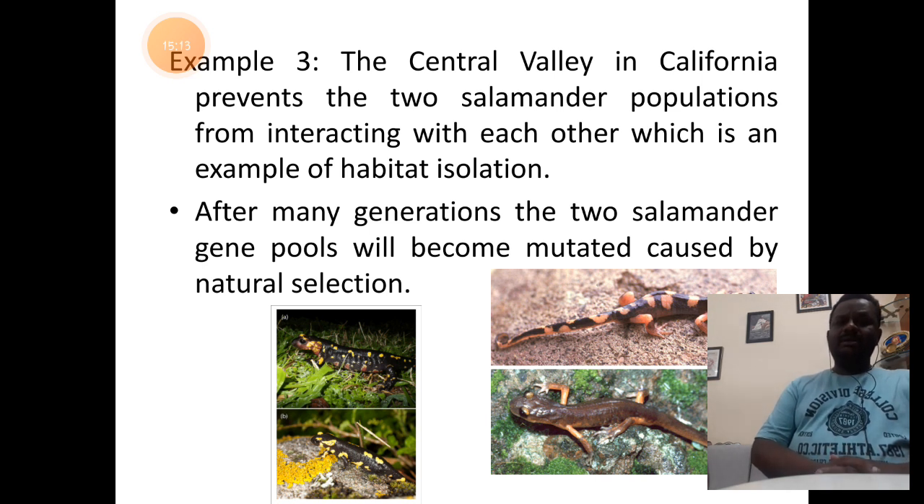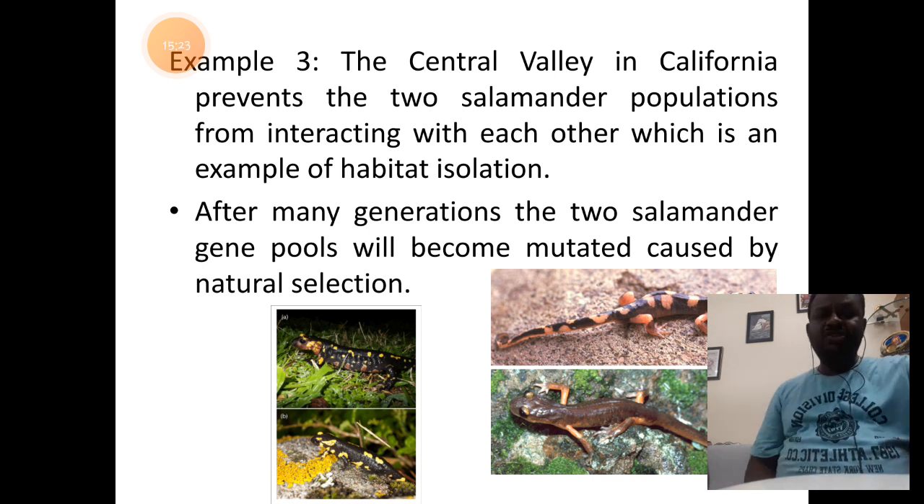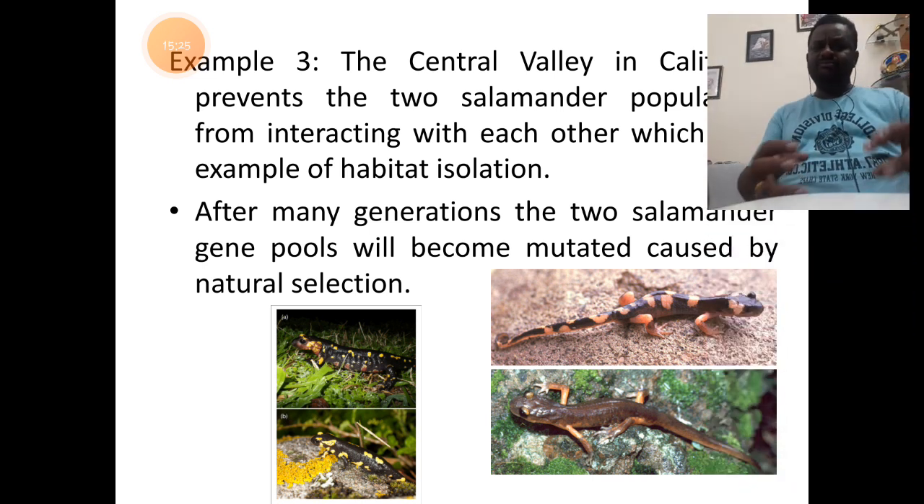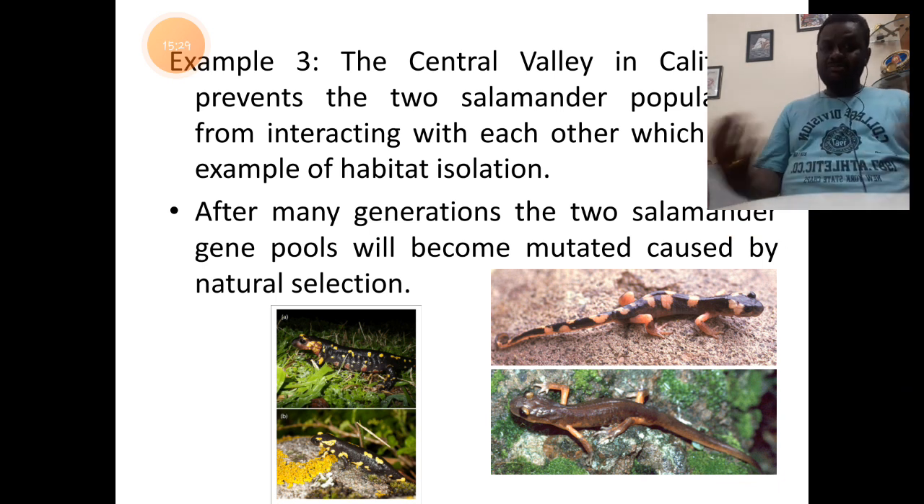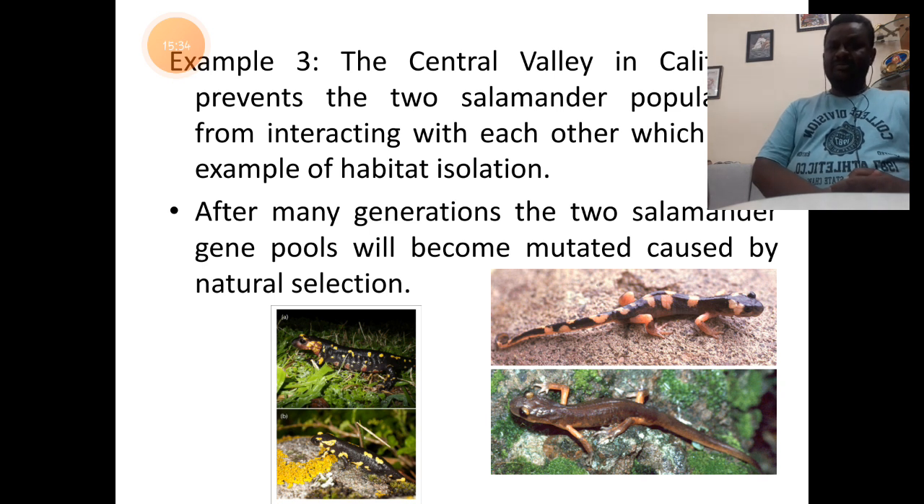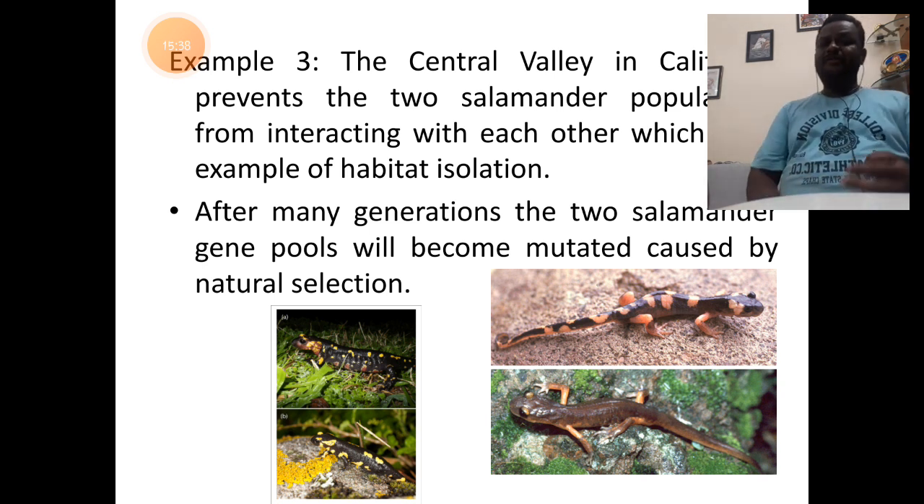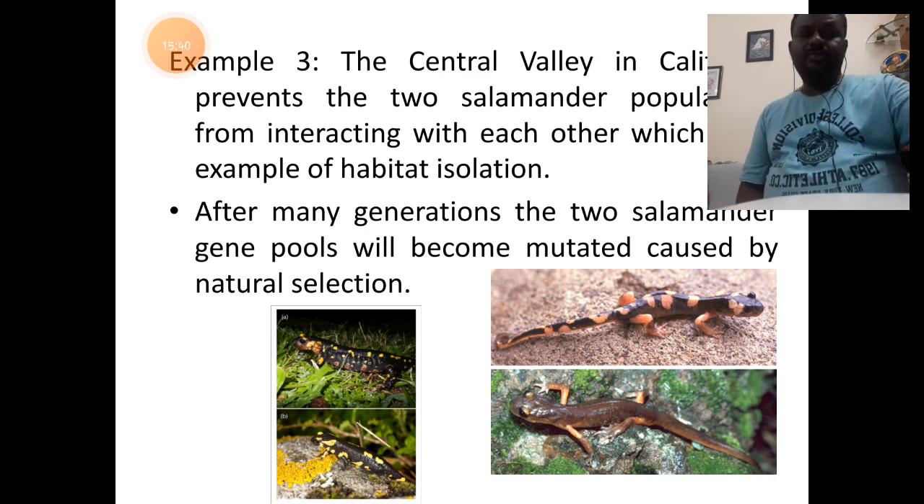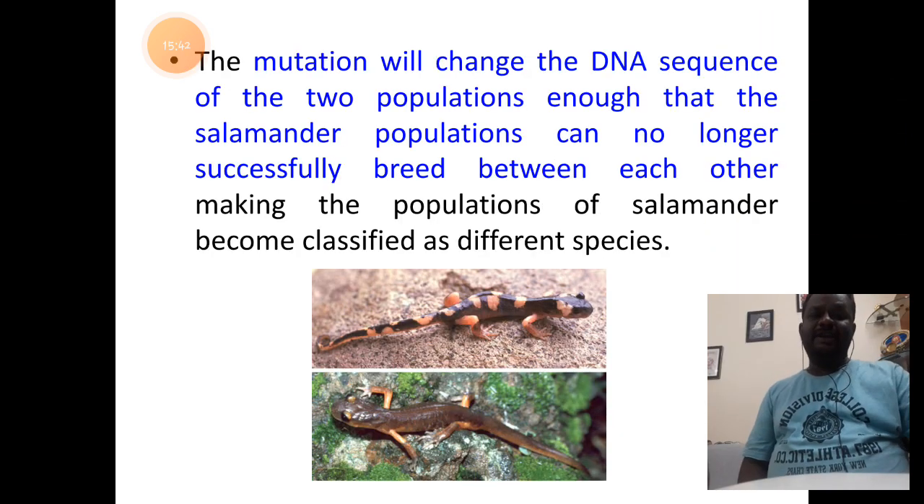Example, variety number 3 is California salamander population. Here, down in the picture you can see two varieties. Totally they appear different, but live in the same geographical area but in two different habitat conditions. So you can see the variety of salamanders of California. An example for reproductive isolation.